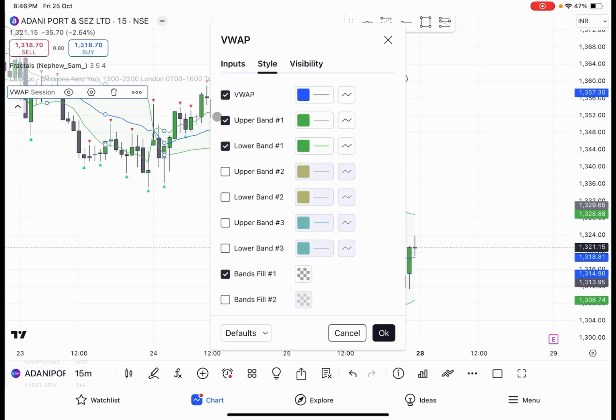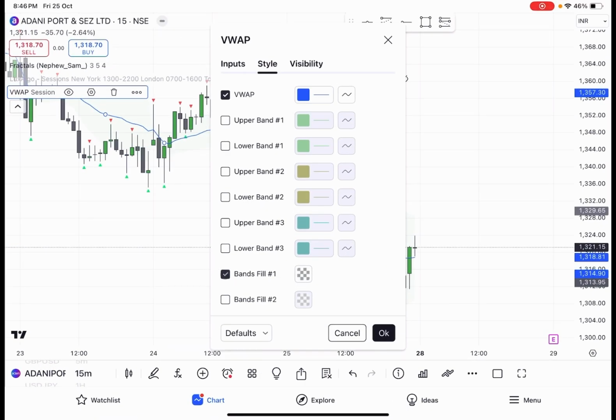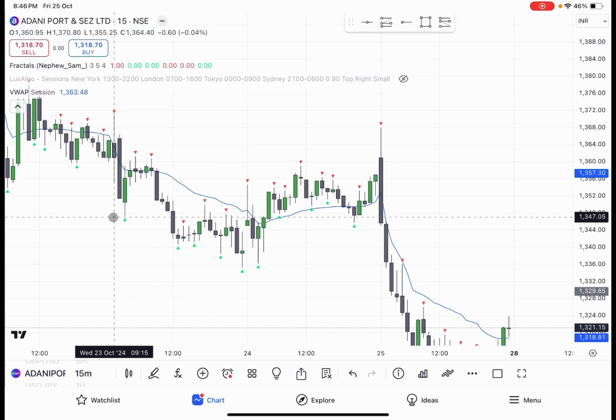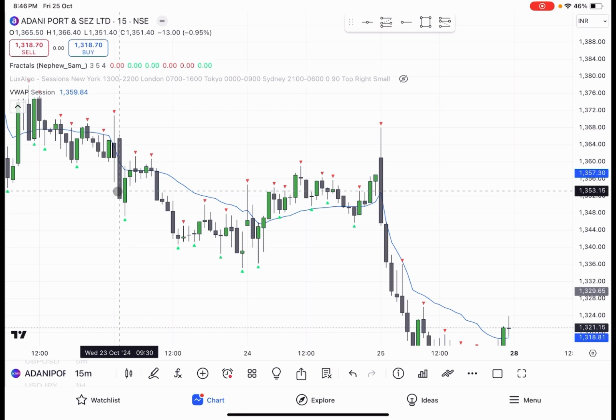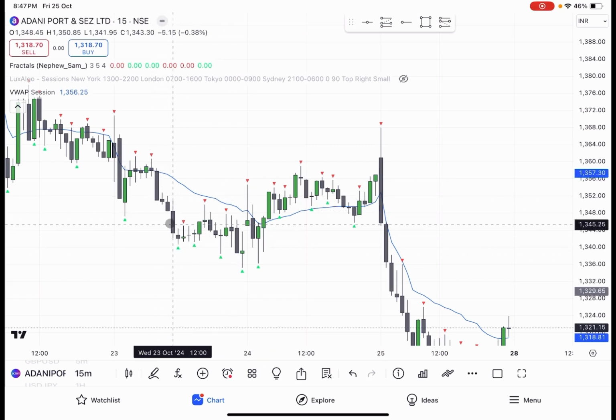First thing is that let me remove the upper band, lower band. Let me just keep the VWAP and let me also remove the band fill. I just want to show you how it works. You can see how the candles, whenever the candle is over the VWAP, it is potentially giving you a signal. Let's just assume. Here you can see a very big red candle on the VWAP. So if I would have entered a short over here, I would have made quite some money, right?